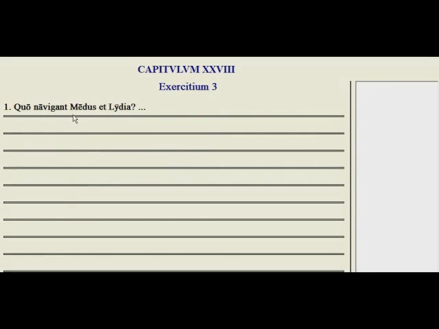Quo navigant Medus et Lydia? Well, Medus et Lydia ad Graeciam navigant per fretum. They're going to Italy, sailing to Italy through the strait. Medus et Lydia ad Graeciam navigant.